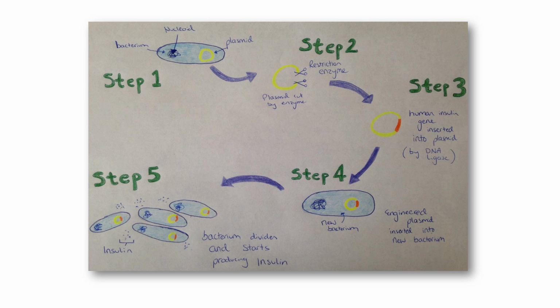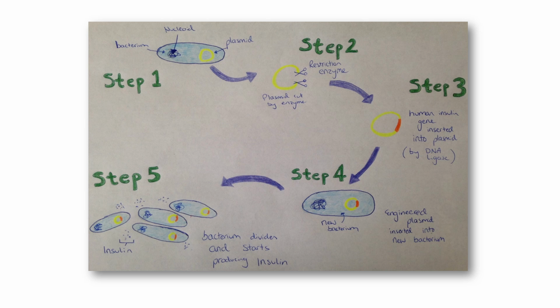In step 1, a suitable cloning vector DNA is chosen. In this example, plasmid from an E. coli cell is being used. Step 2 shows the plasmid being cut using restriction enzyme, leaving behind two sticky ends which will bond to the human insulin gene in step 3. In step 3, the gene is inserted into the beta-galactosidase gene on the plasmid and ligated by DNA ligase.